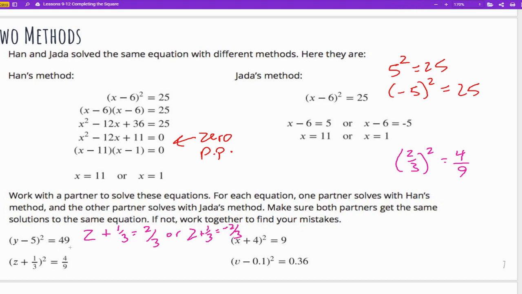So now in this particular case, I can subtract 1/3 from both sides. What is 2/3 minus 1/3? 1/3, so z is 1/3. Or what if I have negative 2/3 and I subtract 1/3? I have negative 3/3, which is negative 1. And both answers are correct. So this appears to be a lot faster. Excellent.